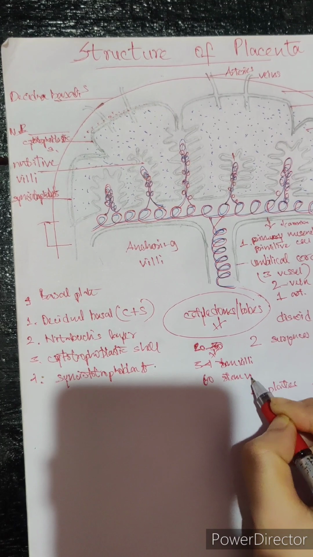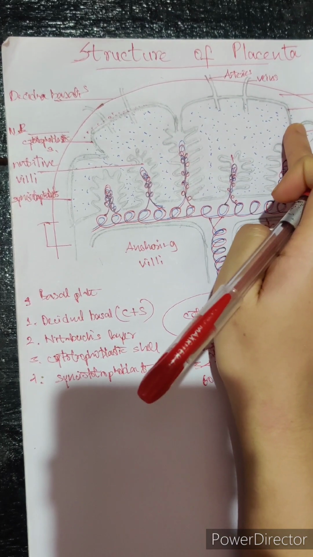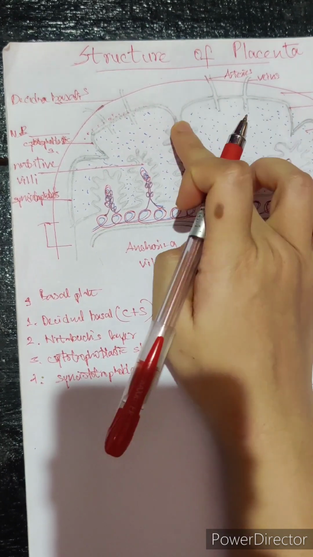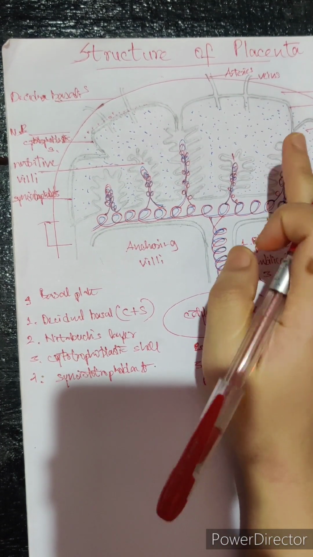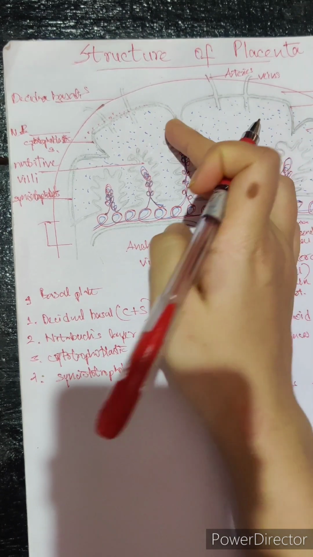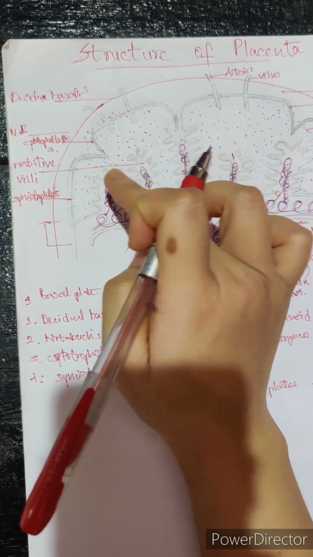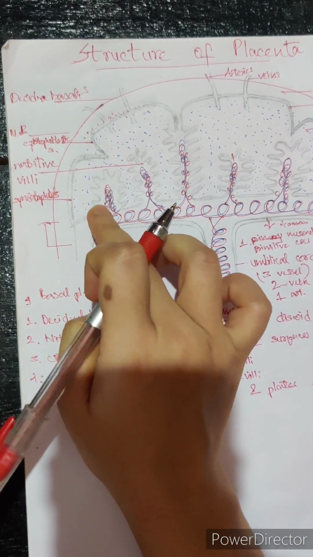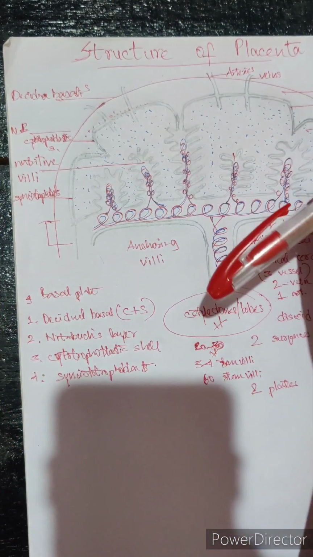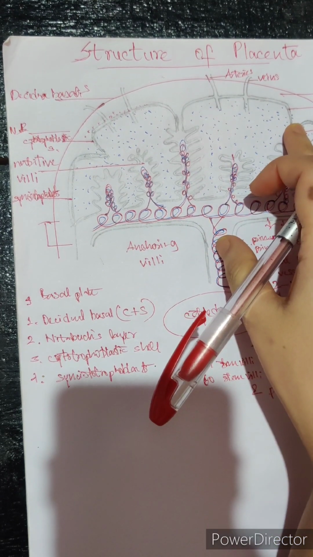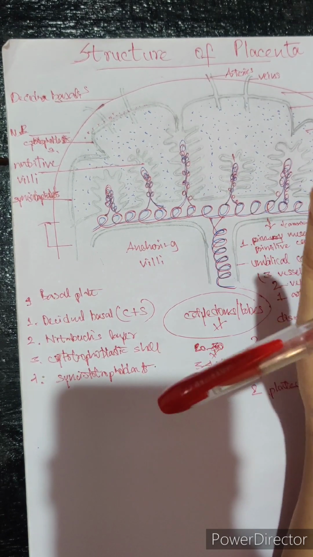Okay, stem villi. These are your stem villi. As you can see, from here to here, this part is the cotyledon, and inside a single cotyledon, how many stem villi? There are 1, 2, 3. There are 3 or 4 stem villi. Same way, this is also another cotyledon. Here inside you can see that there are 1, 2, 3. There are 3 stem villi. So there are 15 to 20 cotyledons, and inside each cotyledon there are 3 to 4 stem villi, which makes up a total of 60 stem villi.